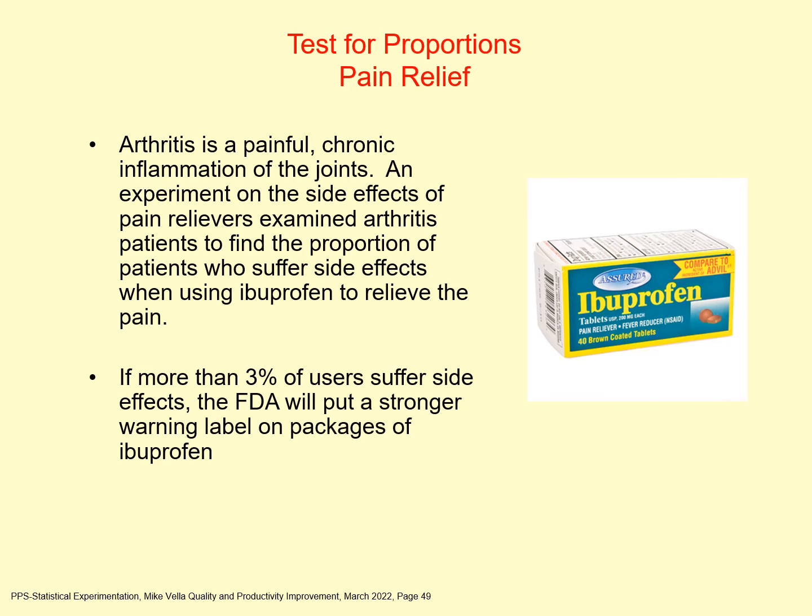How about another example for proportions? Arthritis is a painful chronic inflammation of the joints. An experiment on the side effects of pain relievers examined arthritis patients to find the proportion of patients who suffer side effects when using ibuprofen to relieve the pain. If more than 3% of the users suffer side effects, the FDA will put a stronger warning label on packages of ibuprofen.